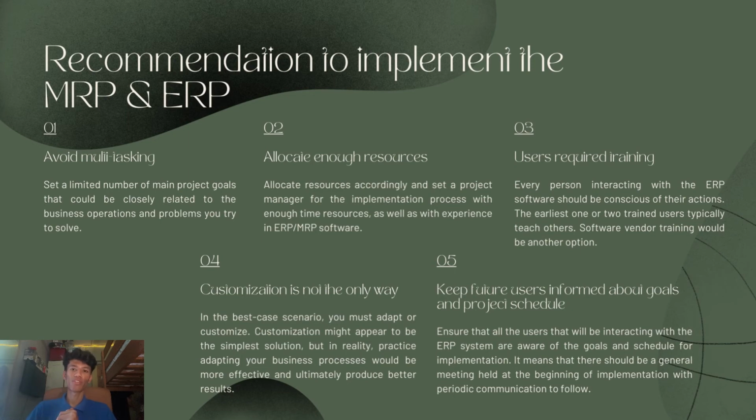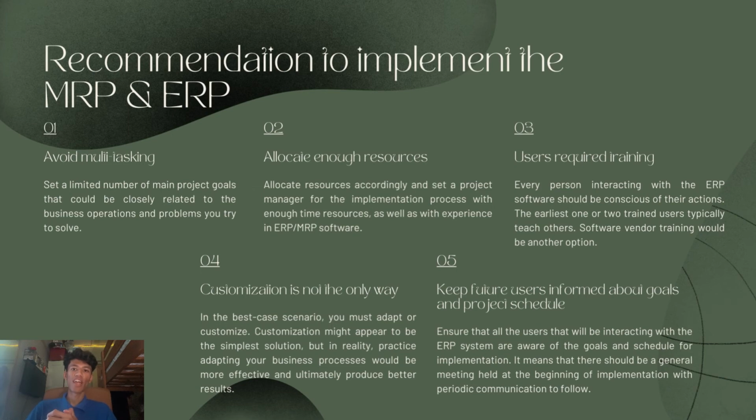I'm going to continue with the recommendations to implement the MRP and ERP. So the first one is avoid multitasking. Set a limited number of main project goals that could be closely related to the business operations and problems you try to solve. Stop wasting time and energy on tasks that may look pleasant but have little impact. Goals should relate to the business rather than automation itself.